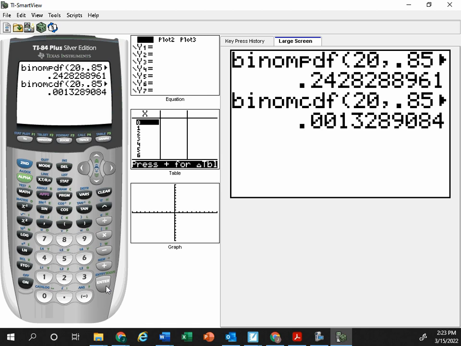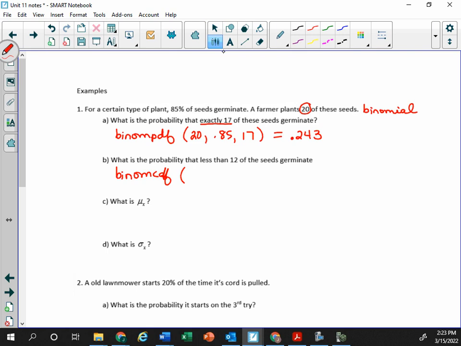Pretty low probability, right? We're doing 11 as X value? Yes, because it says less than 12. If you did 12 as your X value, that would include the 12th one germinating, okay? So what is your X value? 11. And then because it's CDF, the calculator knows you mean from 0 to 11. Exactly. That's why picking CDF instead of PDF.